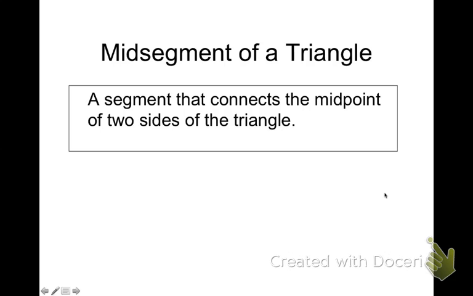Yeah. So a mid-segment is a segment that connects the midpoint of two sides of the triangle.